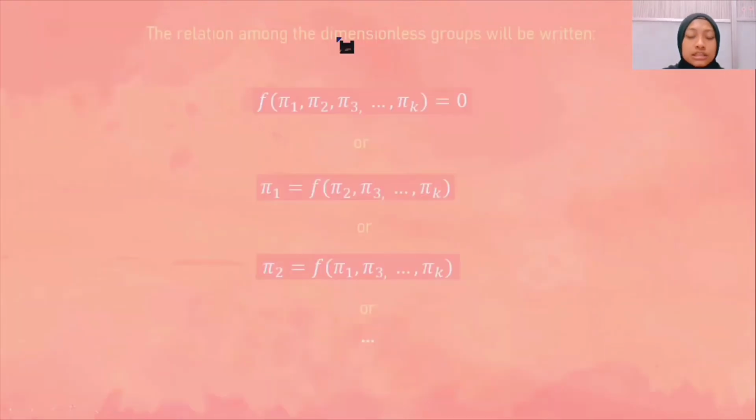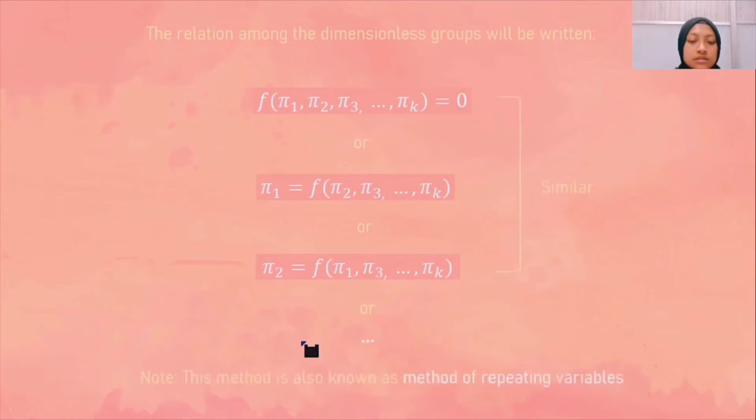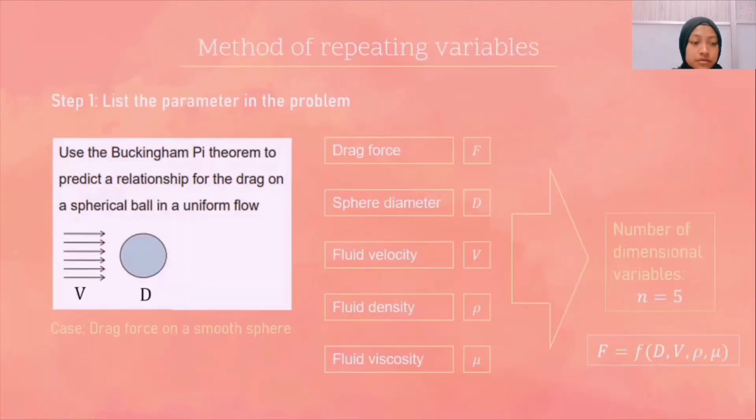The relation among the dimensionless groups can be written as follows. First, a function of pi 1, pi 2, pi 3 until pi k equals 0, or pi 1 is a function of pi 2, pi 3 until pi k, or pi 2 is a function of pi 1, pi 3 until pi k. All these presentations are similar. This method is also known as the method of repeating variables.